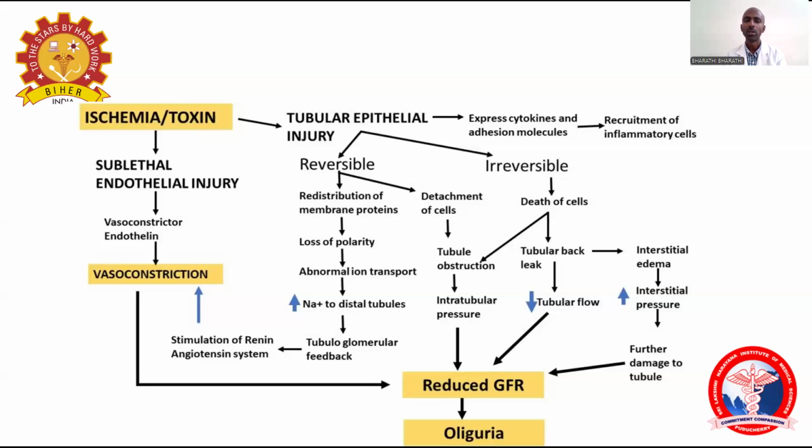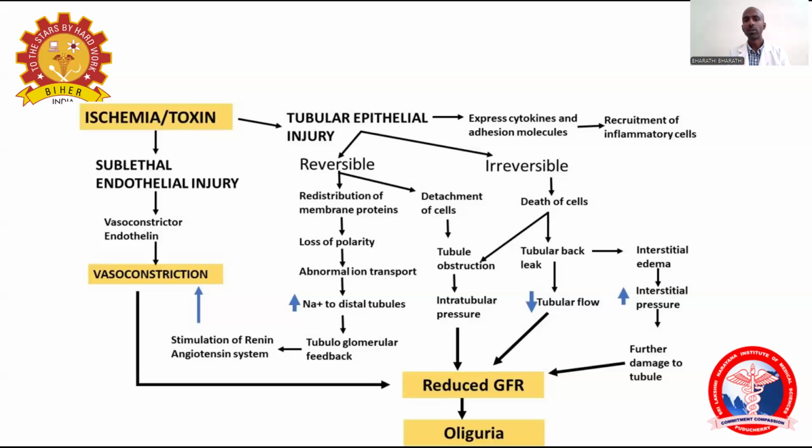What they'll do is give a tubuloglomerular feedback. Whenever there is an increased amount of sodium at the distal tubule, it will activate the renin-angiotensin system. This will result in vasoconstriction, which in turn causes a decrease in the renal blood flow, resulting in reduced GFR. Then the reduced GFR results in oliguria and anuria.